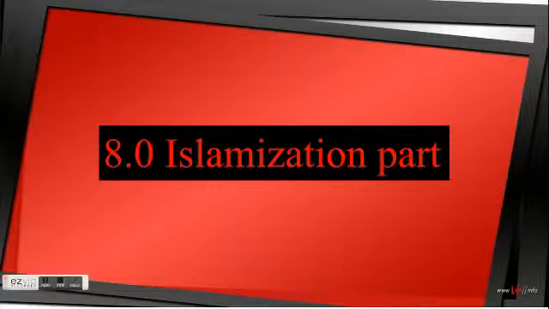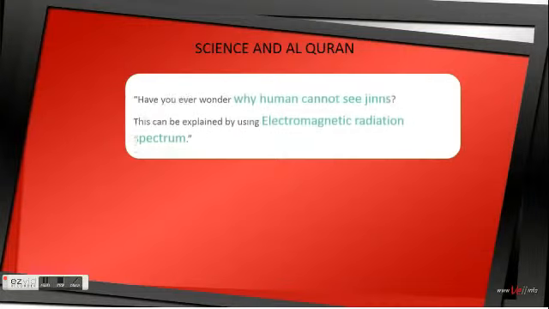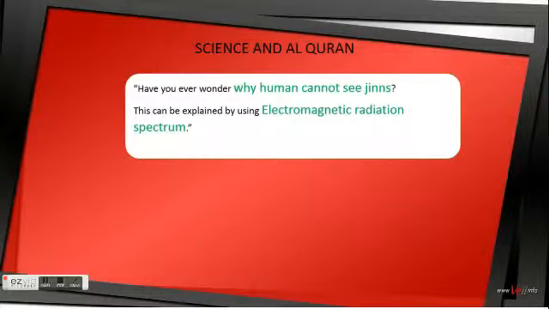8.0 Islamization part. Science and Al-Quran. Have you ever wondered why humans cannot see jinns? This can be explained by using the electromagnetic radiation spectrum.